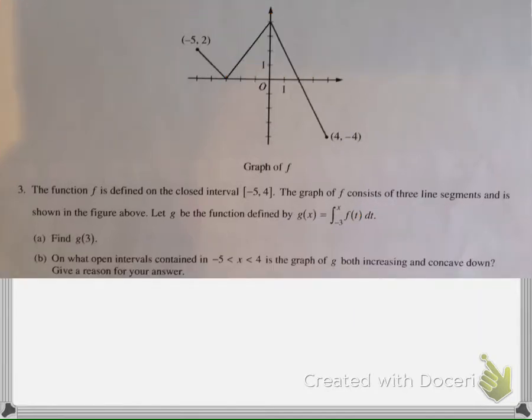Okay, now we're up to part B, and this is kind of a long one, so I'm going to have to write and erase and write and erase, so sorry about that. The question is asking, when is G increasing? Forget about the concave down for now. We should know that if G is increasing, then G prime is greater than 0. Hopefully everyone knows that.